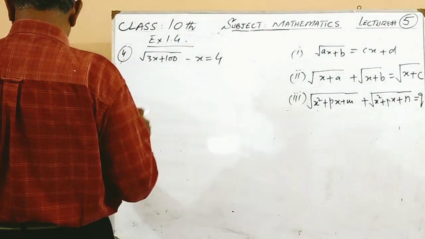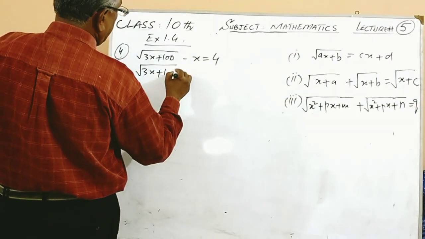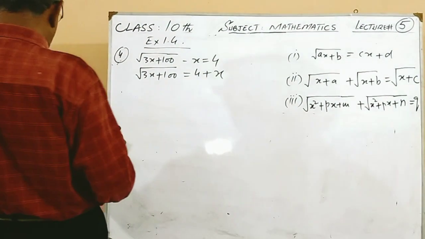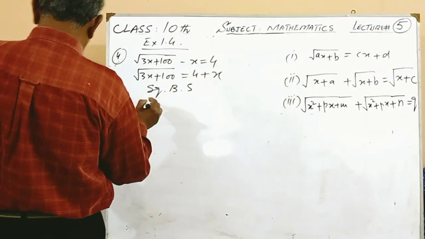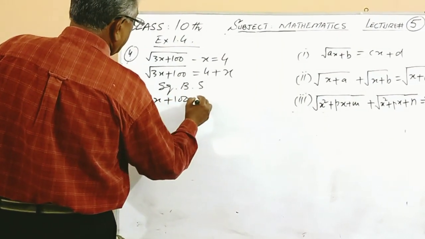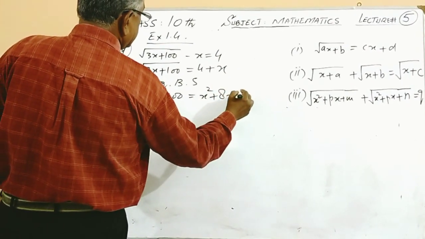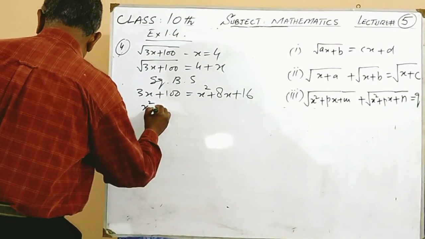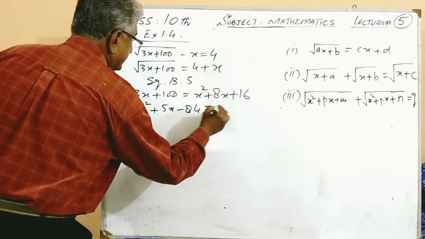The important point in such questions is that 3x plus 100 is equal to 4 plus x. You have to square both sides. Important point, square both sides, and after squaring you will see that 3x plus 100 is equal to x square plus 8x plus 16, and after simplification you will get again a quadratic equation, that is x square plus 5x minus 84 is equal to 0.